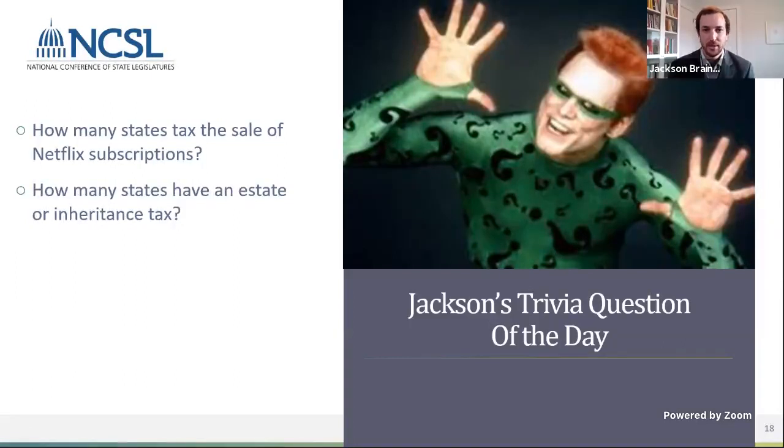Okay, time's up. The answer is only half, 25 states. Maybe surprising depending on your familiarity with sales tax issues. Next question: how many states have an estate or inheritance tax? Taxes imposed when a deceased person transfers money or property to a beneficiary. Give you another few seconds. Okay, time's up. The answer here is 18, well, 17 and DC technically.